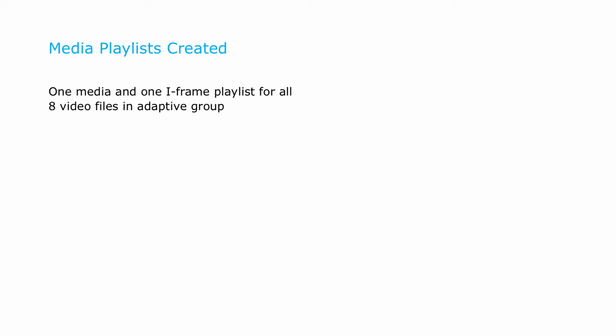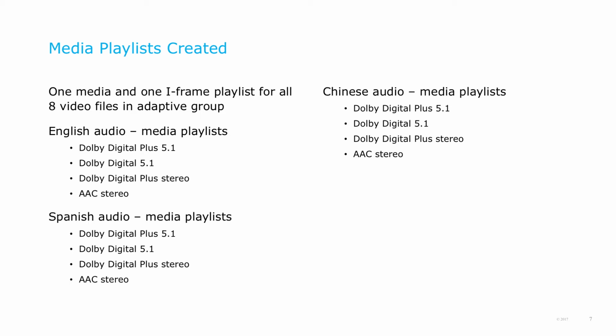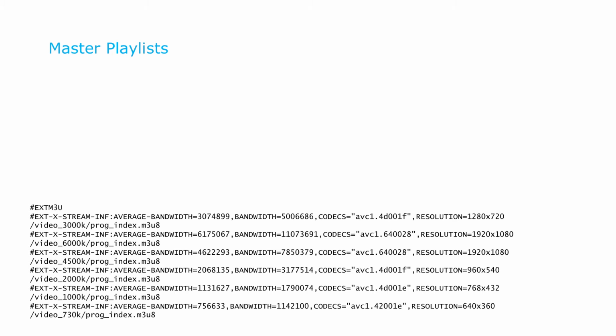To produce the 3 HLS presentations available on the Dolby site, we created one media playlist and one iframe playlist for each video file in the adaptive group. Plus, we created separate media playlists for all audio alternates in all 3 languages. Now let's move on to master playlists, and you can see a simple master playlist on the bottom of the screen.